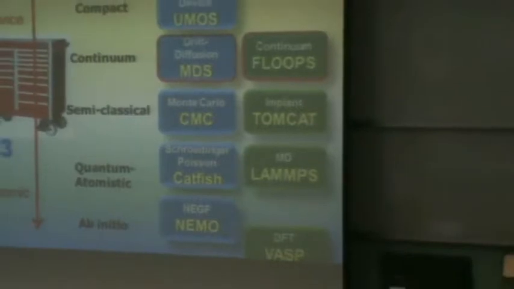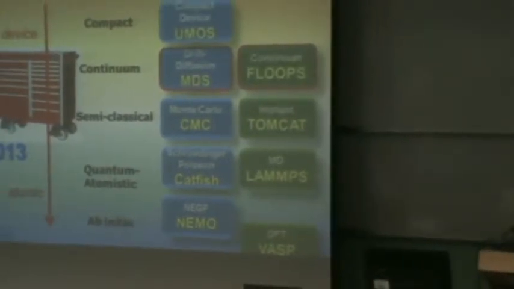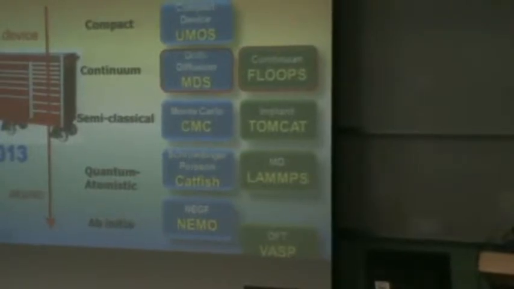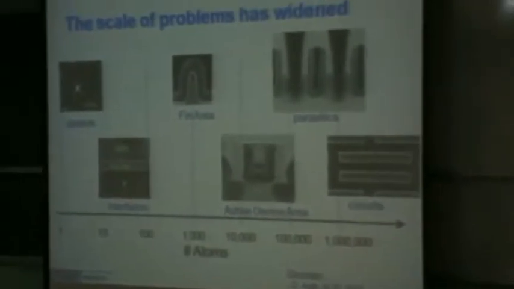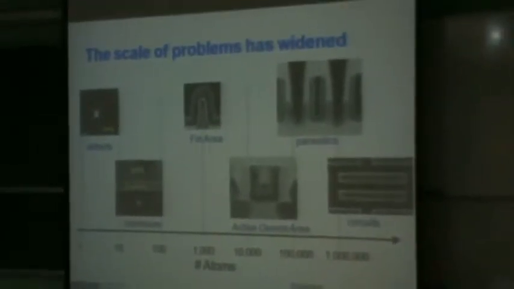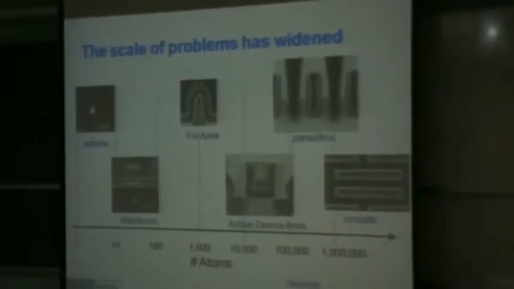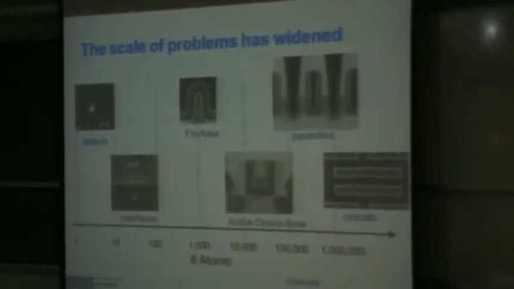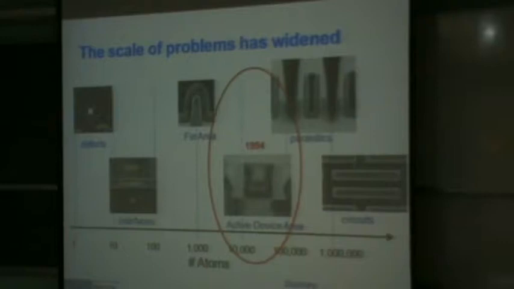So along with using different tools, the range of the problems that we address has also expanded. What I'm showing here are various physical systems and their approximate number of atoms involved. These are just the atoms involved in the 2D cross-section of these systems. Traditional TCAD, when I joined, really lies in simulating the active area of the device, and that's pretty much most of what our simulations address.